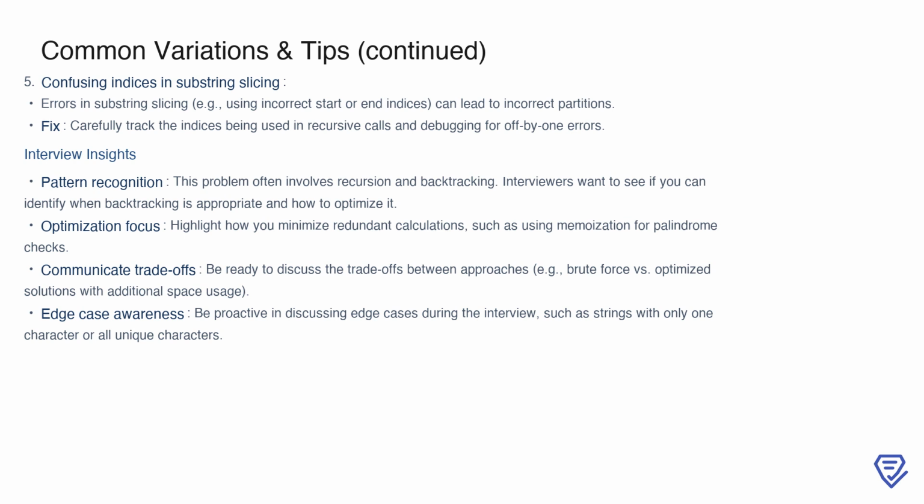From an interview perspective, this problem is often used to evaluate your understanding of recursion and backtracking. Interviewers are looking for your ability to recognize patterns, such as when backtracking is the appropriate approach, as well as how you optimize the process. For example, they might ask about using memoization to minimize redundant calculations during palindrome checks. They also value candidates who can clearly communicate trade-offs between different approaches, like brute force versus optimized solutions that require extra space. Lastly, being proactive about discussing edge cases, like strings with all unique characters or just one character, can leave a strong impression, as it shows that you're thinking critically about the problem.